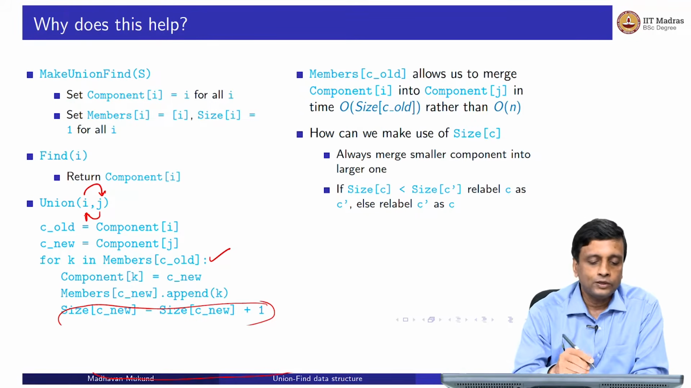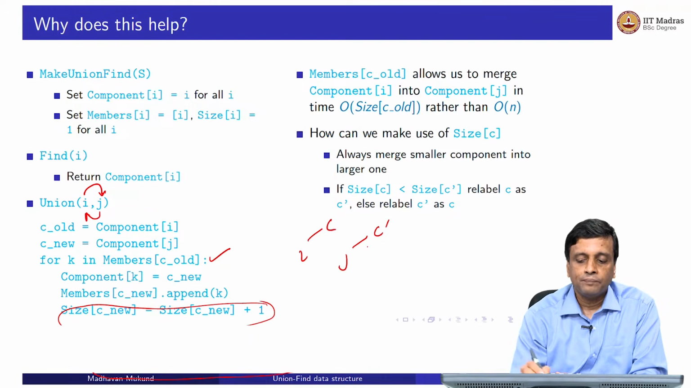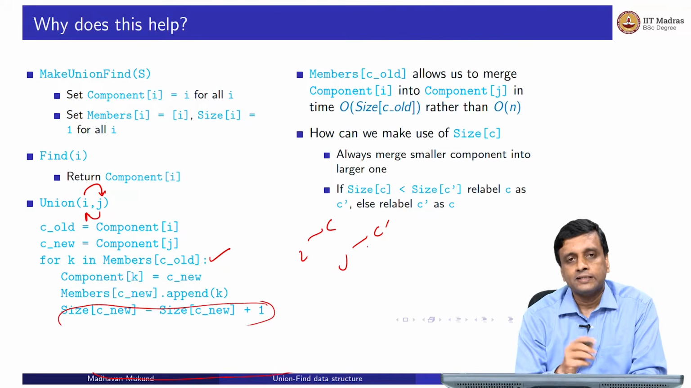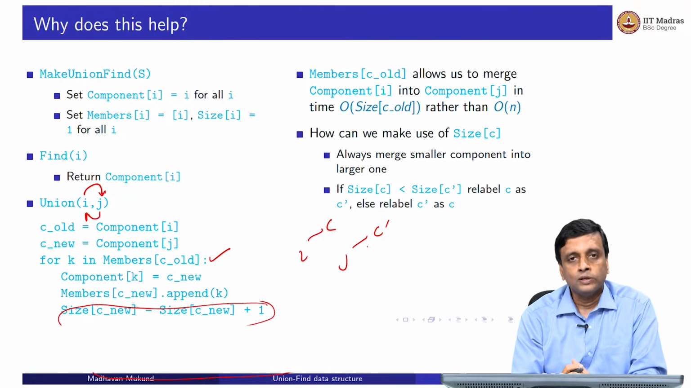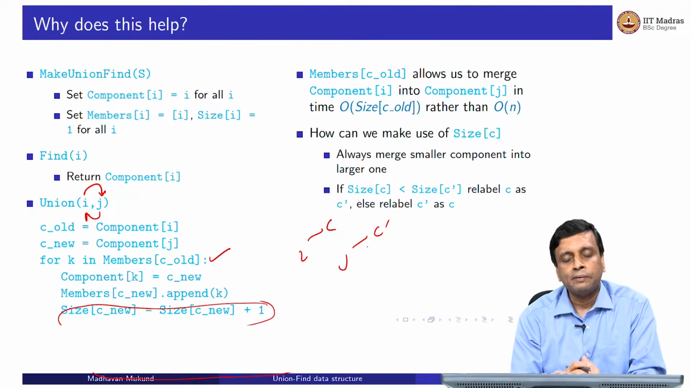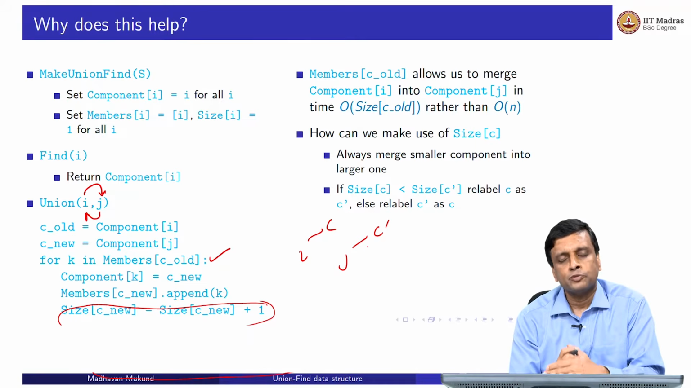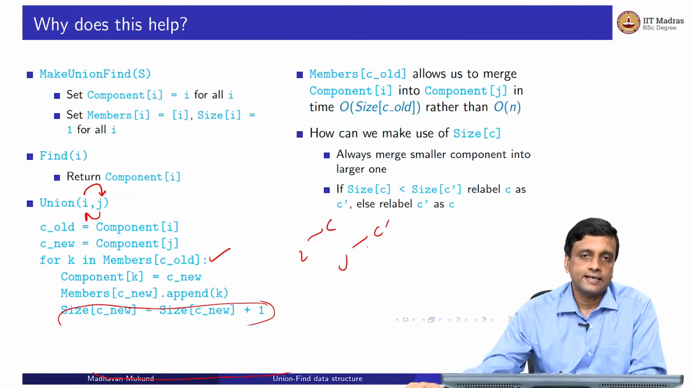So we have basically two components. If i belongs to C and j belongs to C prime, I have to decide whether to make everything in C the same as C prime, or everything in C prime the same as C. So the final component that survives, is it going to be C or C prime? The rule is that the larger component will survive. If C is smaller than C prime, I will relabel everything inside C to be C prime, and if C prime happens to be smaller than C, I will do the opposite. That is the crucial decision that size gives us.